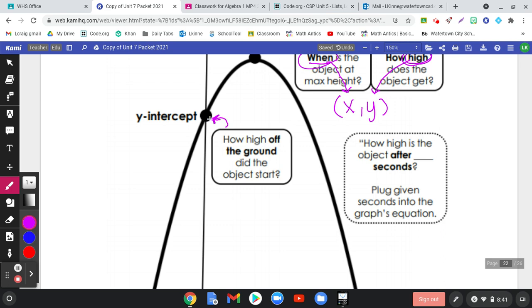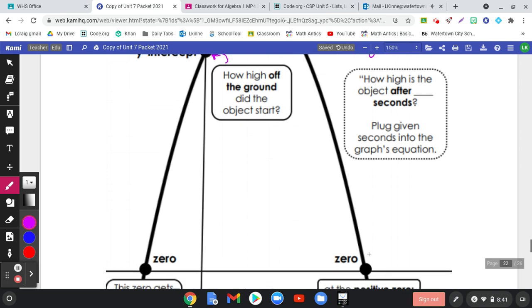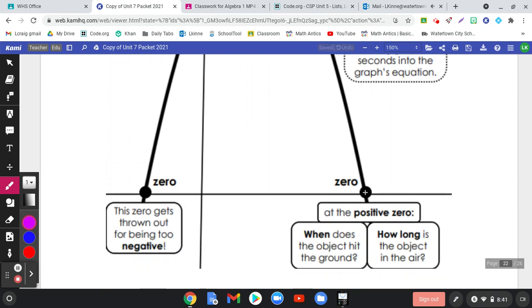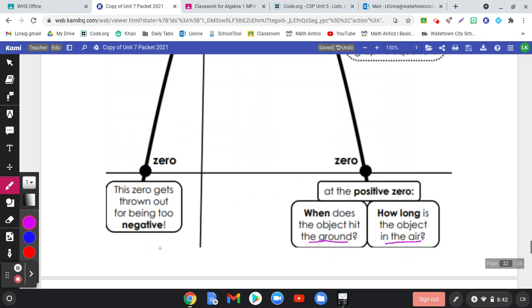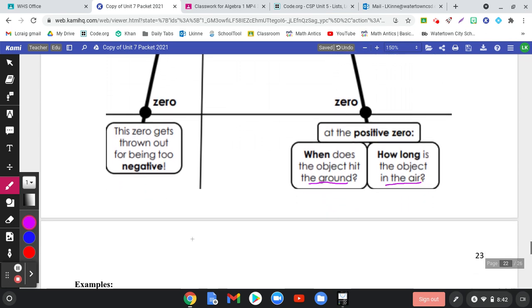So maybe this person's throwing it from a ledge and it goes up and then falls down to the ground. Where it's on the ground, a zero, the positive zero is going to be when it hits the ground. And also, how long is it in the air? Maybe this is a 5, so the object was in the air for 5 seconds, or it hits the ground after 5 seconds. We wouldn't use this 0. It'd be thrown out because it's negative. You can't have a negative time or a negative distance.